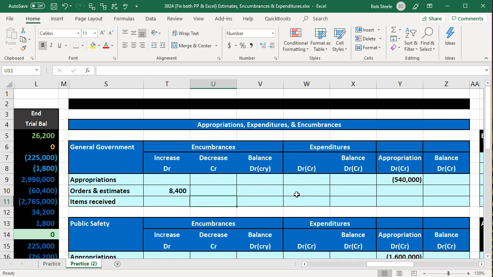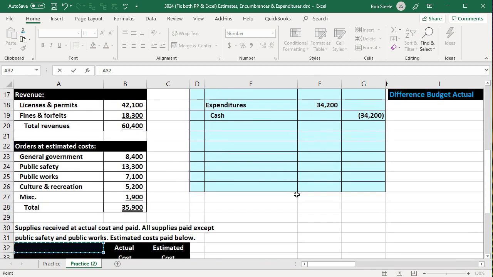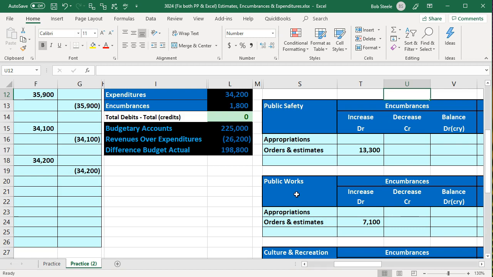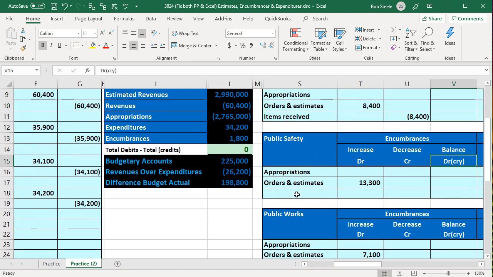So in cell, let's do all the encumbrances first. We're in cell U11. I'm going to say this is negative now for a credit. Go to the left, and we're going to scroll back down, and we're picking up the estimated amounts now. So we want to be in column C, C34, and enter. So there's going to be that. We're going to do this all the way down.